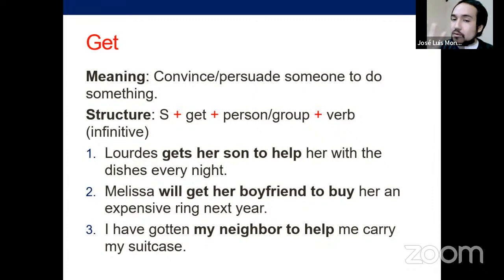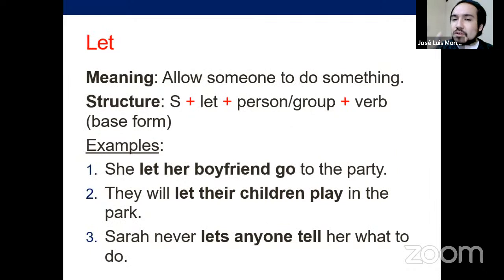Those are the three important ones, Gladys. We can finish here, but we're going to take a look at two extra ones that are very simple. Let. I know that you have used let many times in the past, and here it is the same. It's just giving permission, allowing someone to do something for you. All right, let's read only the examples, please, Gladys.